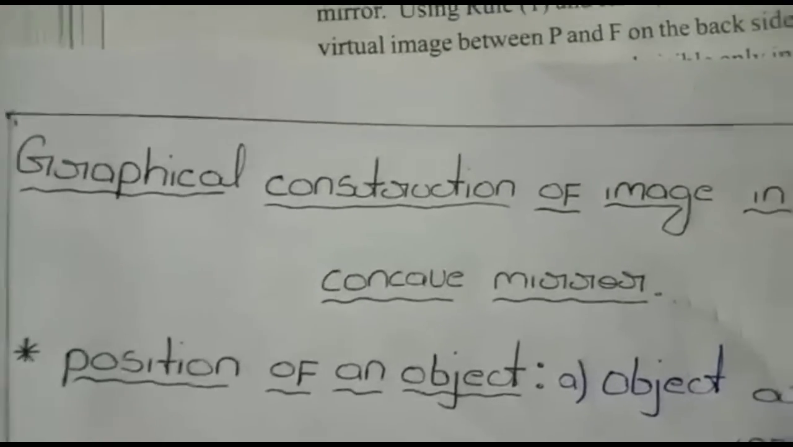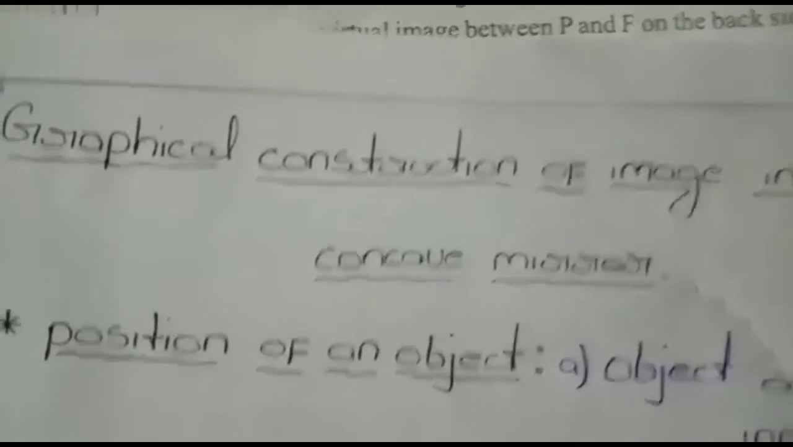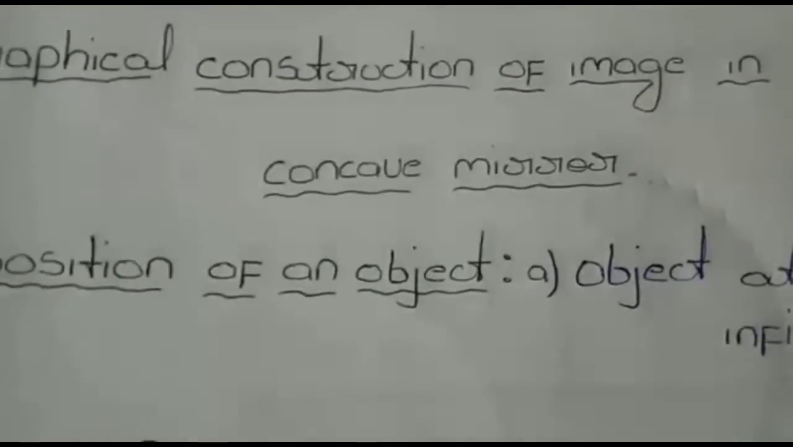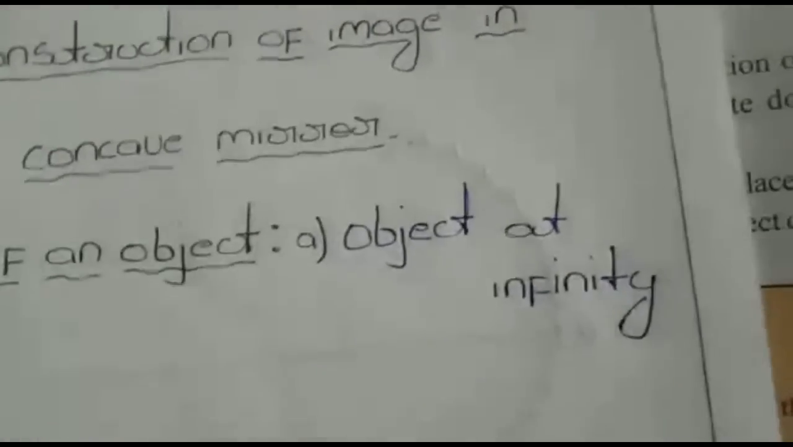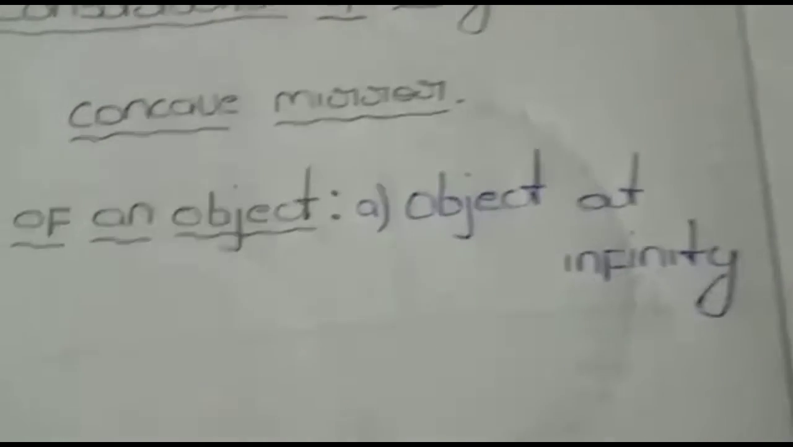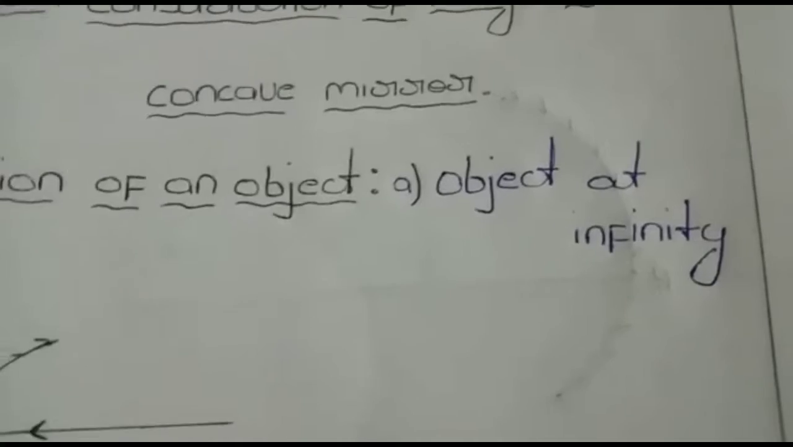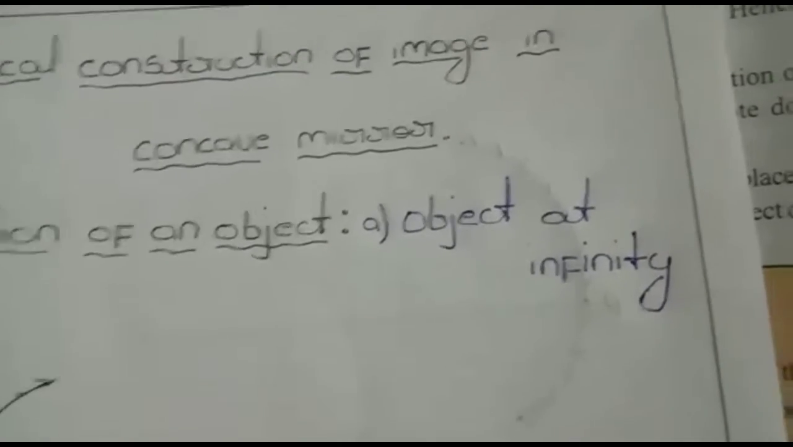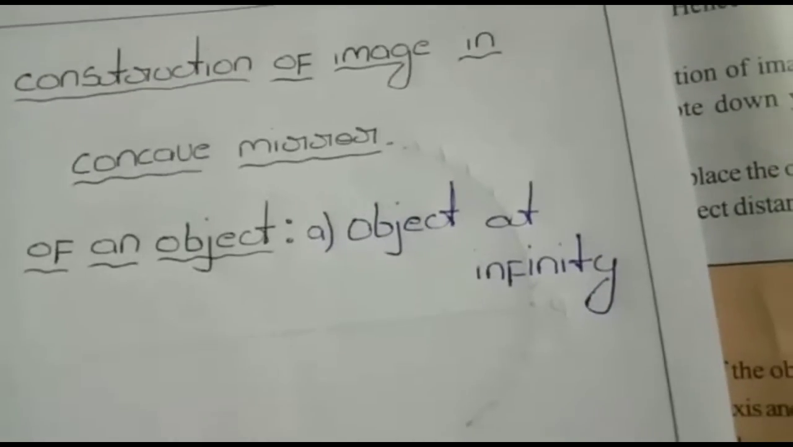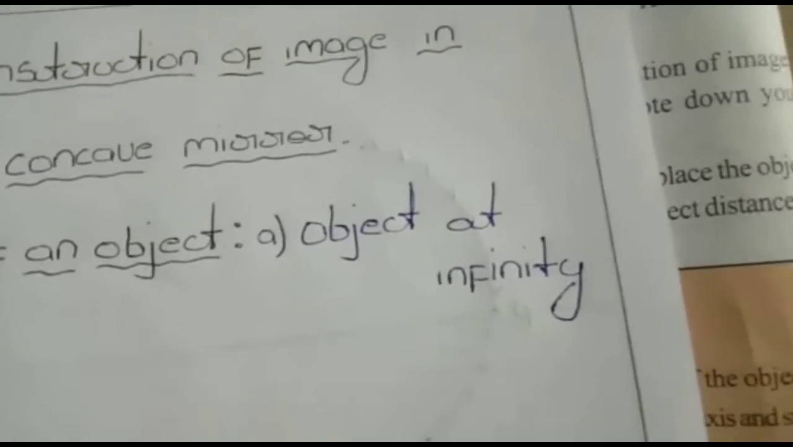Graphical construction of image in concave mirror. Position of object: object at infinity. In this case, a parallel beam of light falls on the concave mirror. That parallel beam is also parallel to the principal axis. Okay, let's see this diagram.